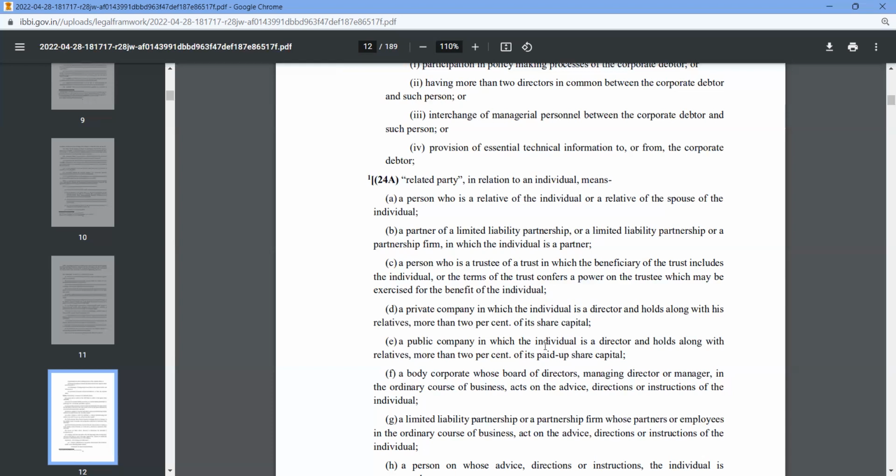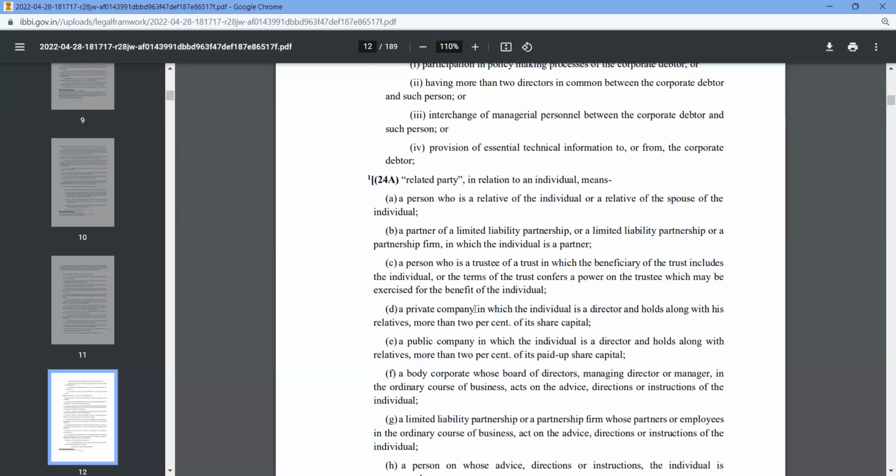This section 524A is related party in relation to an individual. So a person who is a relative of the individual or a relative of the spouse of the individual. Then a partner of limited liability, because here in relation to an individual, they will be covering basically the relationship with an individual, because the entity which is under IBC may be an individual or a corporate person. In case the entity covered is a corporate person, then we have to see section 524. And in case it is an individual or say a partnership firm, then we have to see this related party in relation to an individual, and the provisions of section 524A.